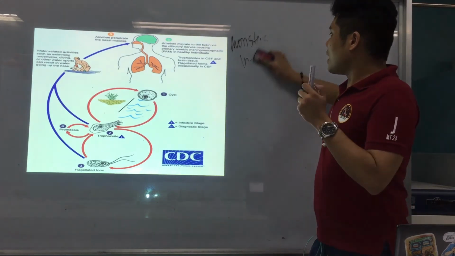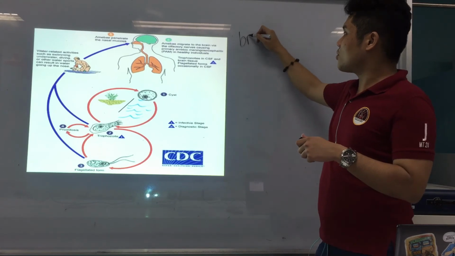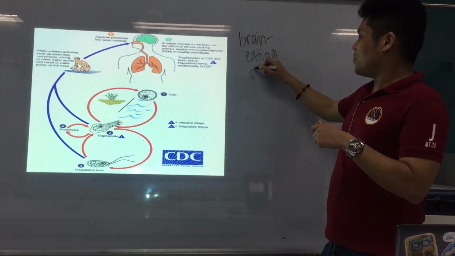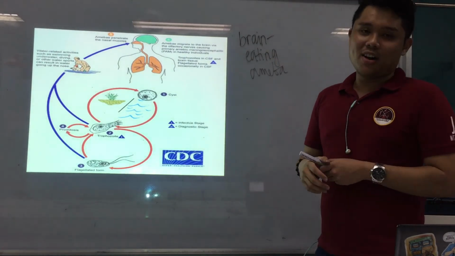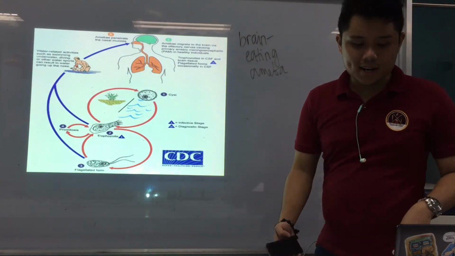That is why, as you can see, it infects the brain. That is why your Naegleria fowleri is also known as your brain-eating amoeba, if you're familiar. Brain-eating amoeba. So again, through the nose. Usually the nose is the point of entry of Naegleria.